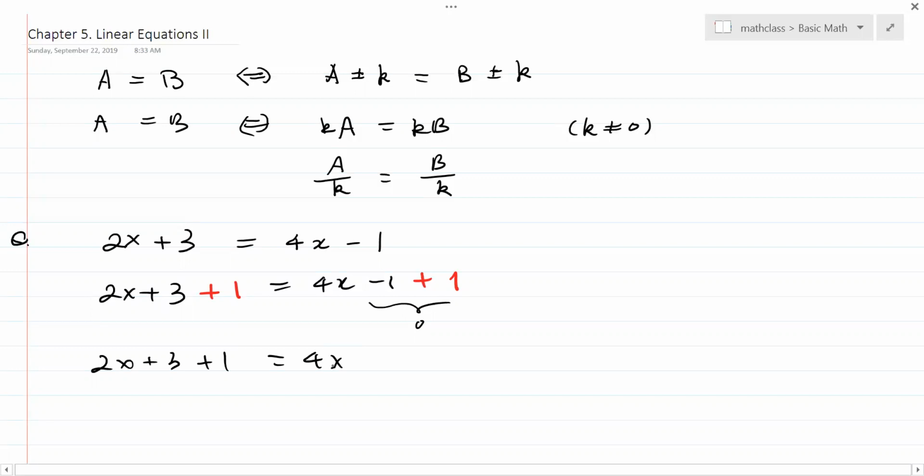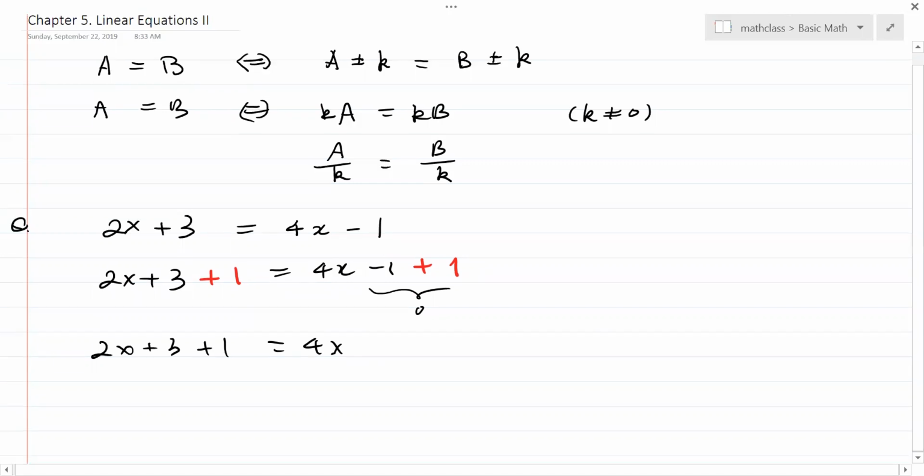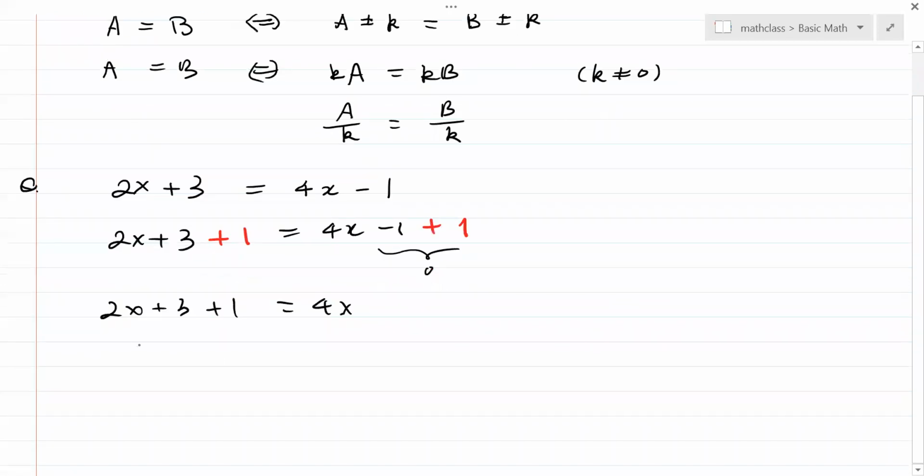Then it becomes positive. Actually, what you did, using those two algebraic rules, is just add 1 to both sides. In order to cancel minus 1, you have to add 1 with the opposite sign. That's why, if it was negative, it shows up positive on the left-hand side. So it's 2x plus 4.